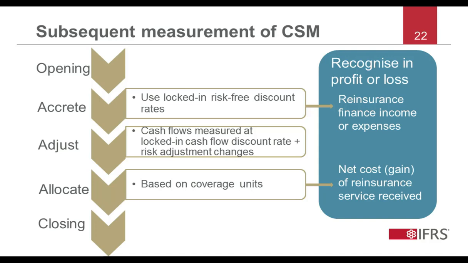Firstly, interest is accreted on the opening balance of the contractual service margin using the discount rate at initial recognition. That is the rate at initial recognition applicable to the nominal cash flows that do not vary based on returns on underlying items. The accretion of interest is also recognized in profit or loss as part of insurance finance income or expenses.